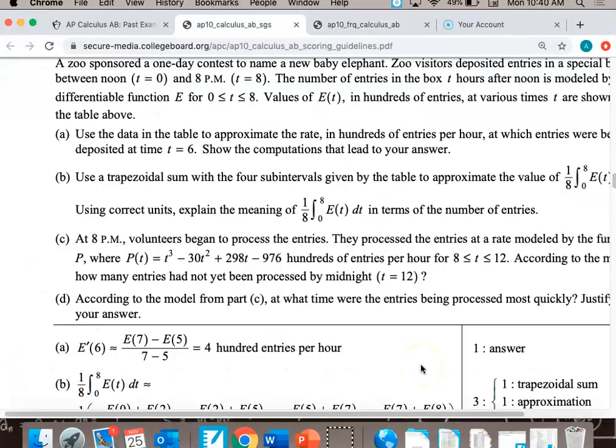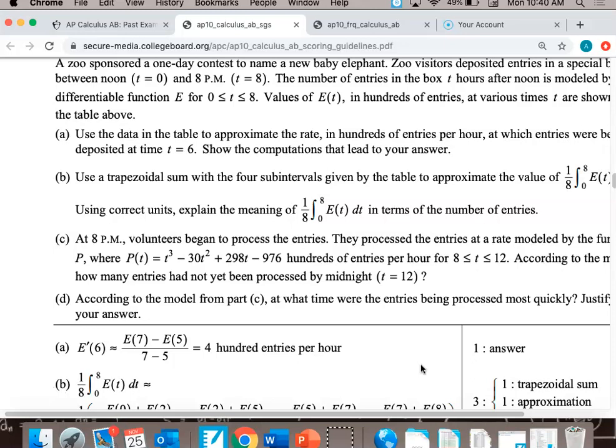Part A is just derivative from a table. You go up 1, down 1, do slope of the secant or average rate of change. 4 hundredths of entries per hour. 4 hundredths of entries per hour is correct. I would have just said 400 entries per hour, but yes, that's fine.